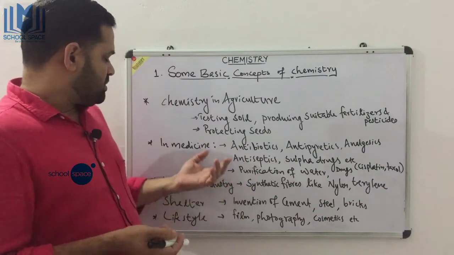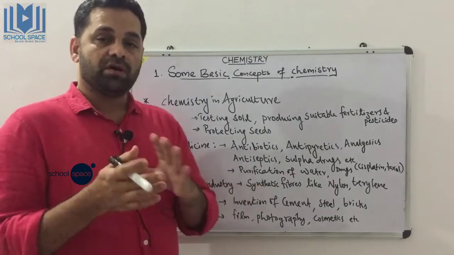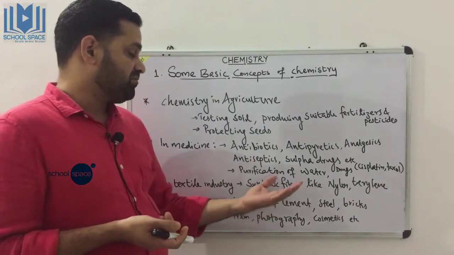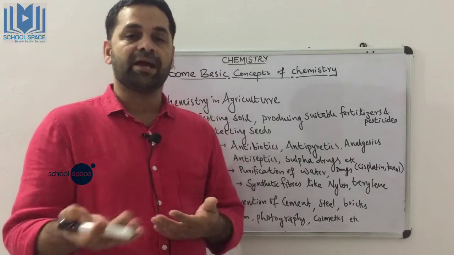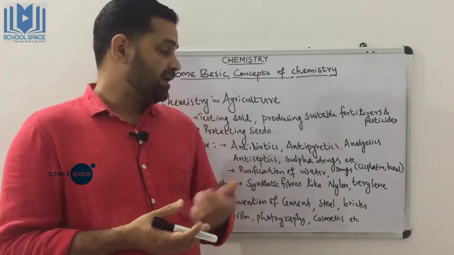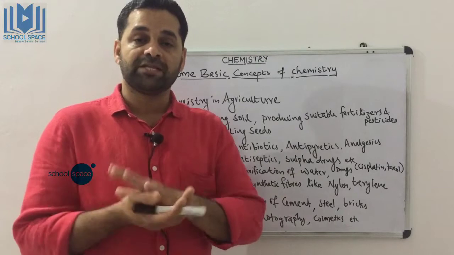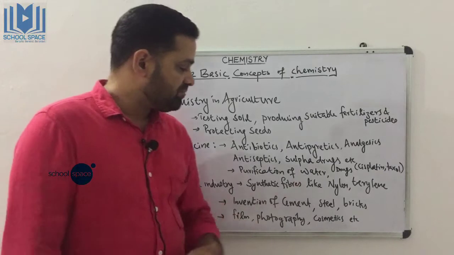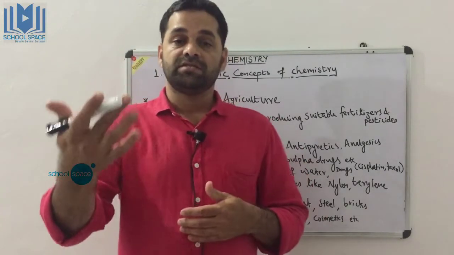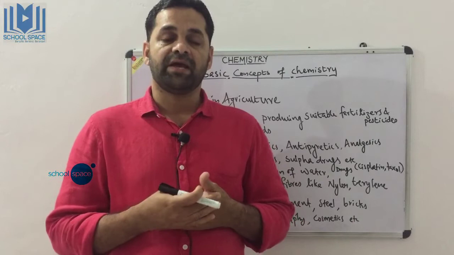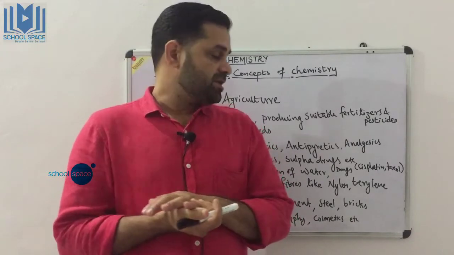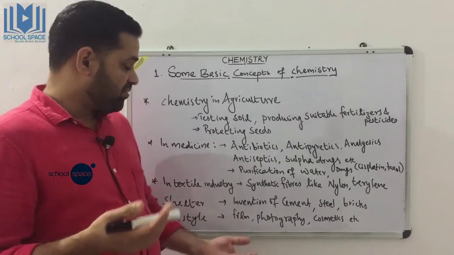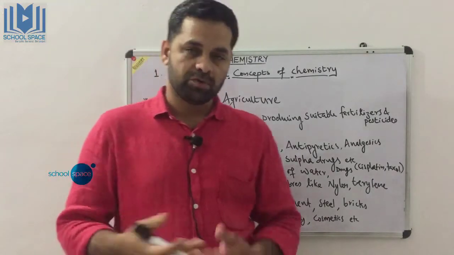Then the textile industry. Chemistry also plays a major role in the textile industry, because of the discovery of synthetic fibers like nylon, terylene, dacron, etc. that help with the shortage of natural resources like cotton, linen, etc. Then shelter, the invention of cement, steel, bricks, then GI pipes, that is galvanized iron. These are very helpful in our daily life. And then lifestyle, the discovery of film, photography, cosmetics, etc.